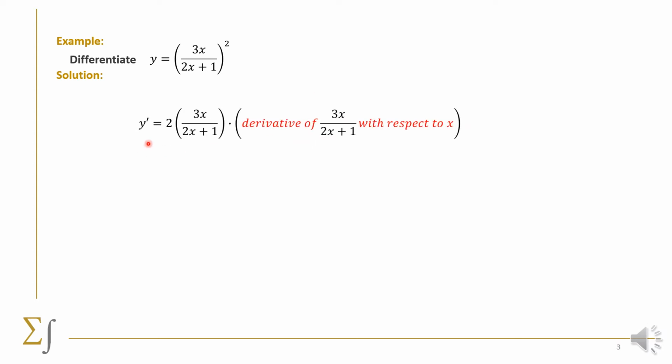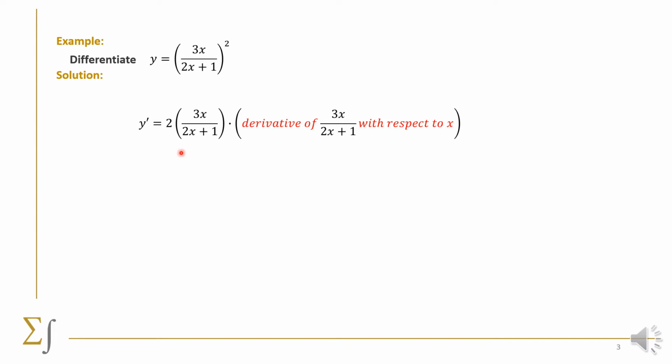See the second example in this section. Here we have: differentiate y equals (3x over 2x plus 1) all squared. We're going to apply the chain rule and the quotient rule. First of all, y prime is equal to 2 times (3x over 2x plus 1) times the derivative of inside, the derivative of 3x over 2x plus 1 with respect to x. Here we apply the quotient rule.